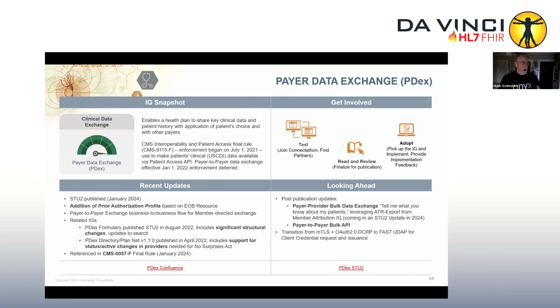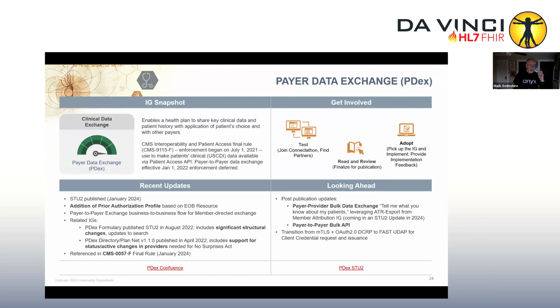And most of the work recently has focused around staying in tune with the work going on in the FAST National Directory Project. And so PDEX in the STU2 version was actually referenced in the CMS prior authorization rule, CMS 0057, that was finalized and published in the Federal Register on February 8th of this year.